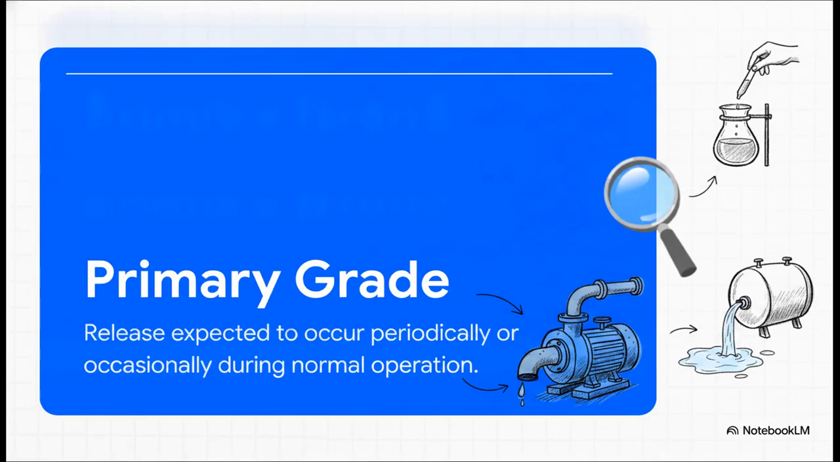Next up is the primary grade. This covers releases which can be expected to occur periodically or occasionally during normal operation. And normal operation is the absolute key phrase there. We're talking about expected routine releases, like an active pump seal that actually relies on the fluid itself for lubrication, routine water drainage from a vessel, or a designated sample point that operators have to use regularly.